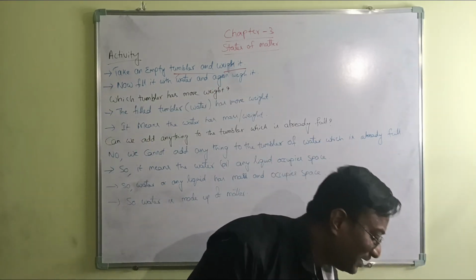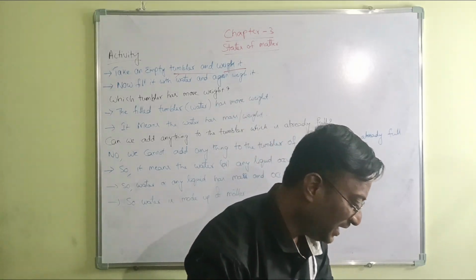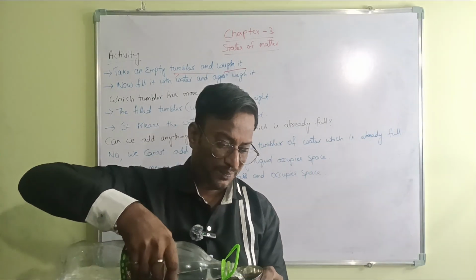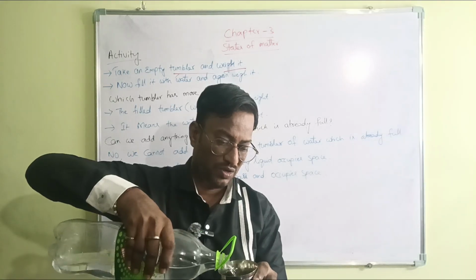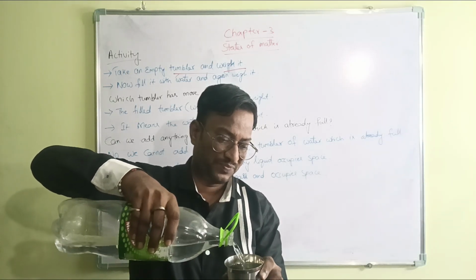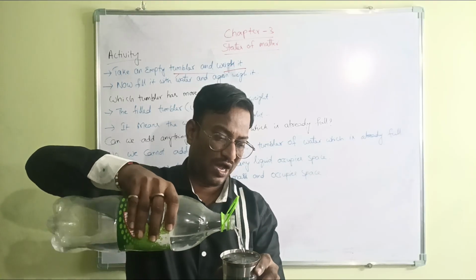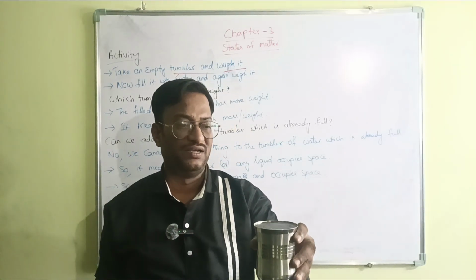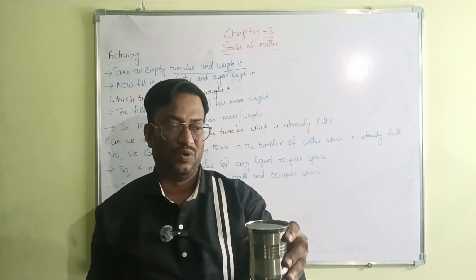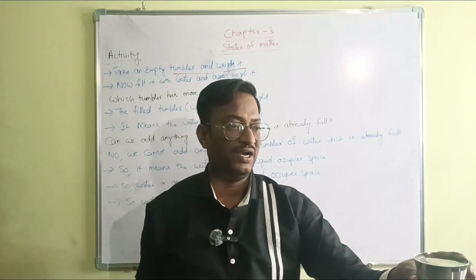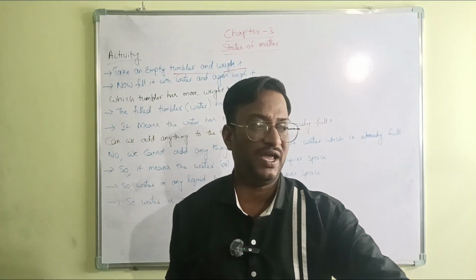You should pour water into this empty tumbler completely. We should fill it up to full. See, pour the water completely. Oh, I have filled it completely. There is no space now. Pour the water completely and then weigh it. Okay.